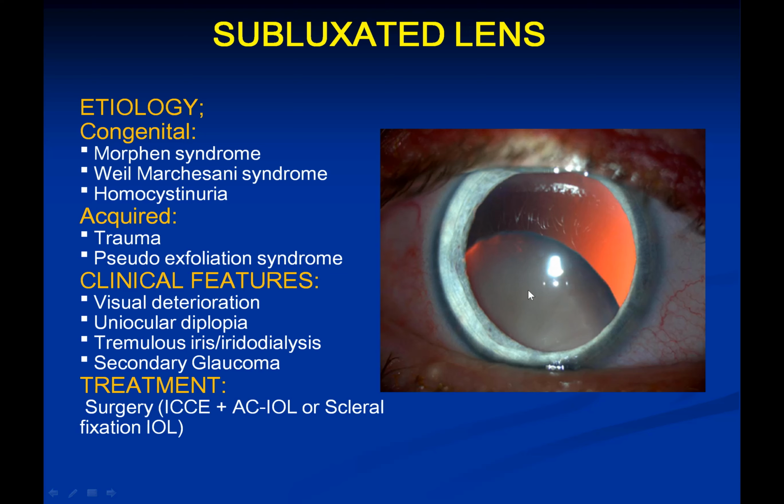This is subluxated. If the entire lens is dislocated from this place and has sunk into the lower part of the vitreous cavity, you will see only red reflex here and no lens. That means dislocation of the lens. This is the difference between subluxated and dislocated lens. Commonly in practice, what we see in patients is the subluxated lens.